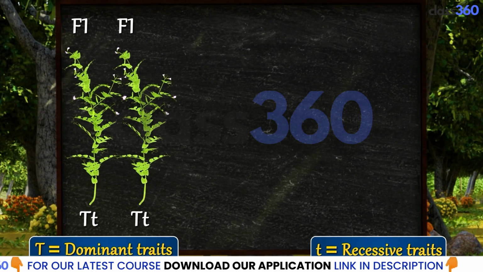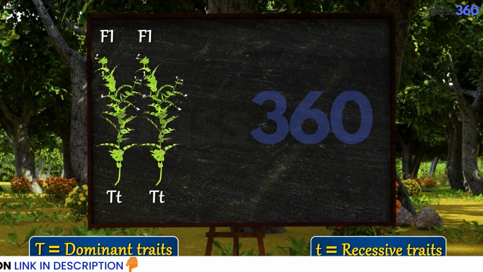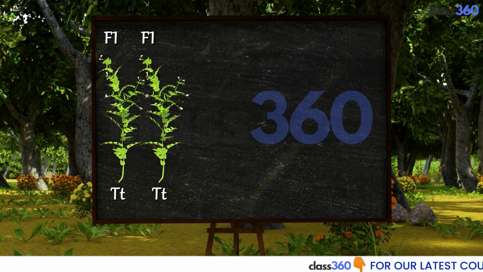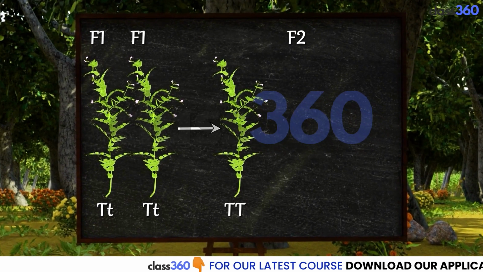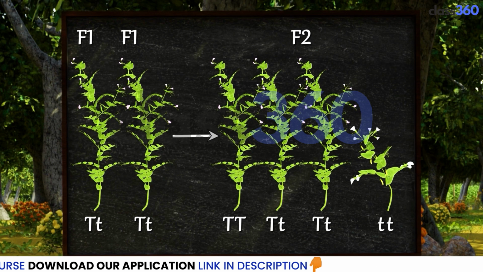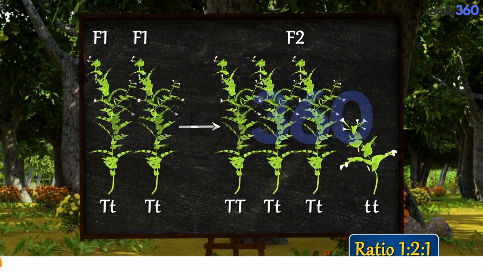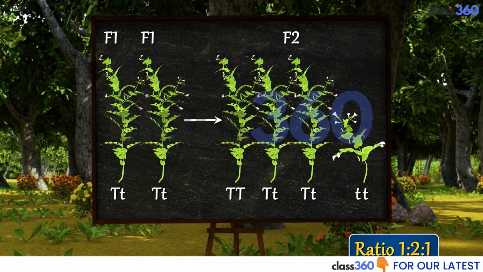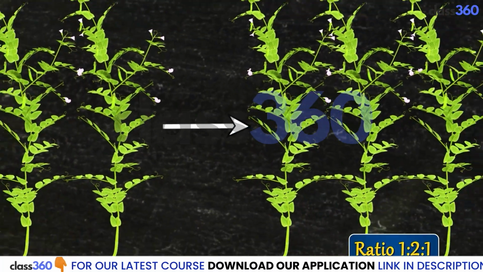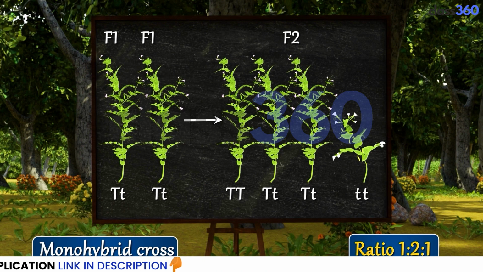In the F1 generation, when selfing is performed, capital T capital T, capital T small t, and small t small t are produced, and their ratio is 1:2:1. So here Mendel observed only one character. He called this type of cross a monohybrid cross.